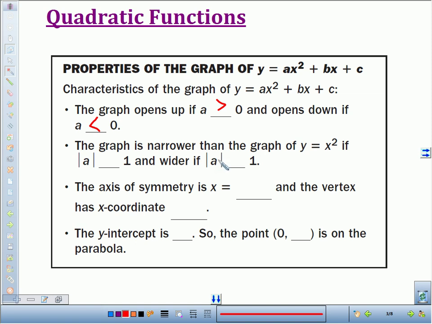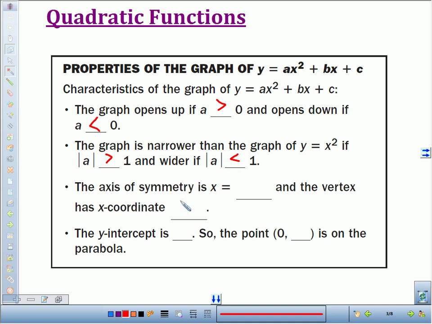Now, the graph is narrower than the graph of y equals x squared, the parent function, if the absolute value of a, that is the number a ignoring the sign in front, is greater than 1. And if the absolute value of a is less than 1, then it's wider. The absolute value of a being less than 1 means it's some fraction that's smaller than 1. 3/4, 1/2, 2/3, something like that.